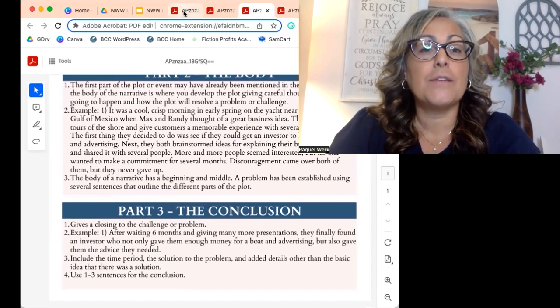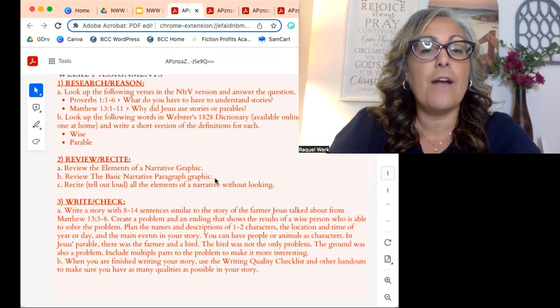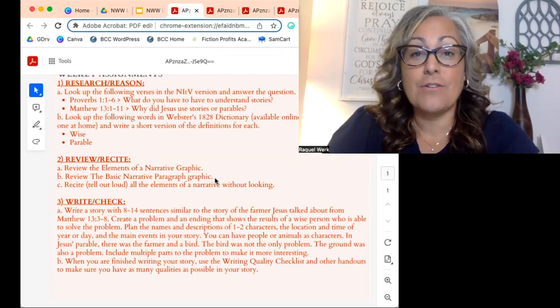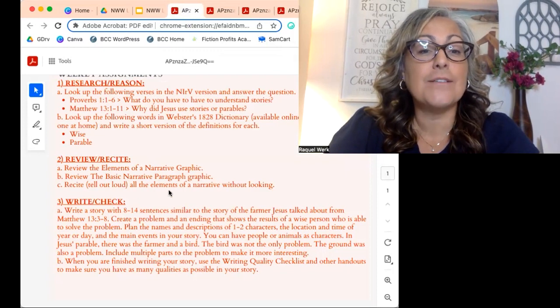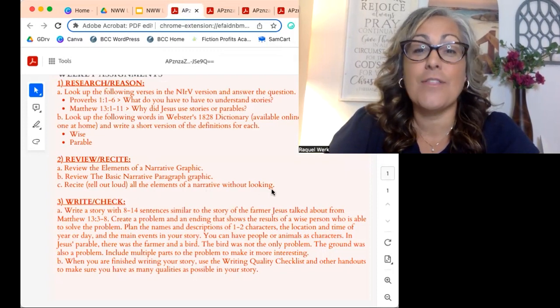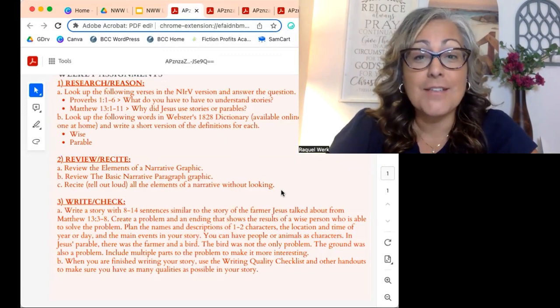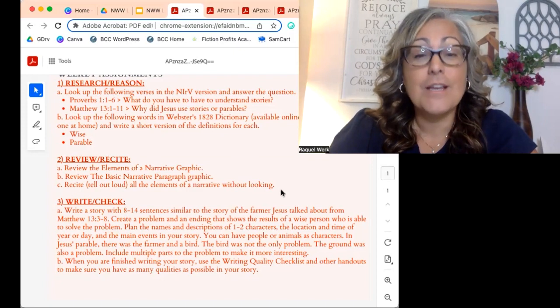Now let's go back to my lesson. So we reviewed the basic narrative paragraph graphic, and you're going to go ahead and do that on your own so that you understand it also. And you're going to try to recite all the elements of a narrative without looking. And by this time, you should know that the 6 elements of a narrative, meaning what a narrative has to have to be a narrative, should be character, setting, plot, point of view, theme, and style.